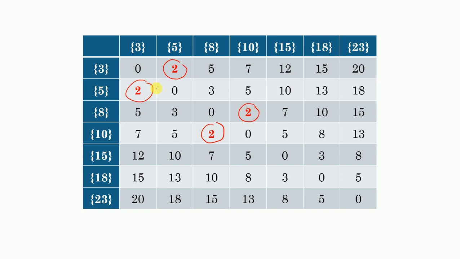Now the minimum appears here and here, so it means 3 and 5 will be merged, and 8 and 10 will be merged. So after this step, the new clusters will be 3, 5. This will form one cluster. Initially, 3 itself was a single cluster. Now we have merged, so this will form one cluster. Similarly 8, 10 is another cluster, and the remaining 15, 18 and 23.